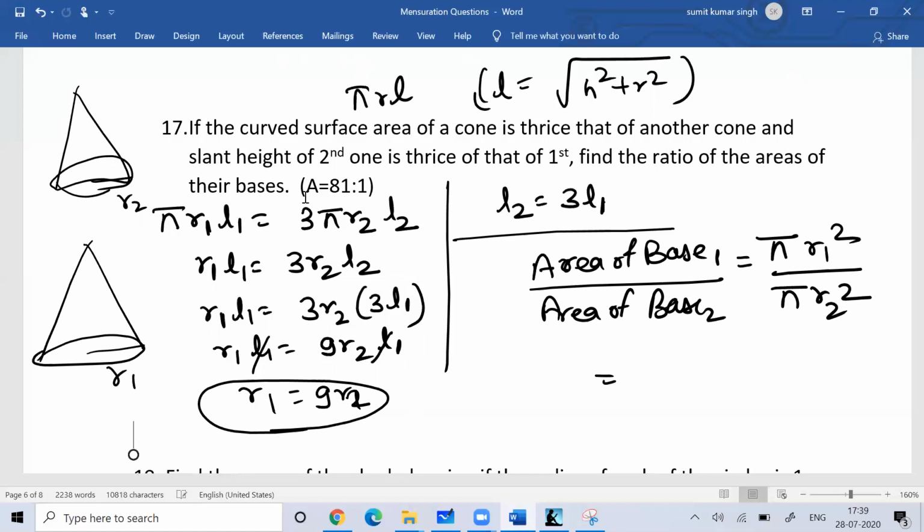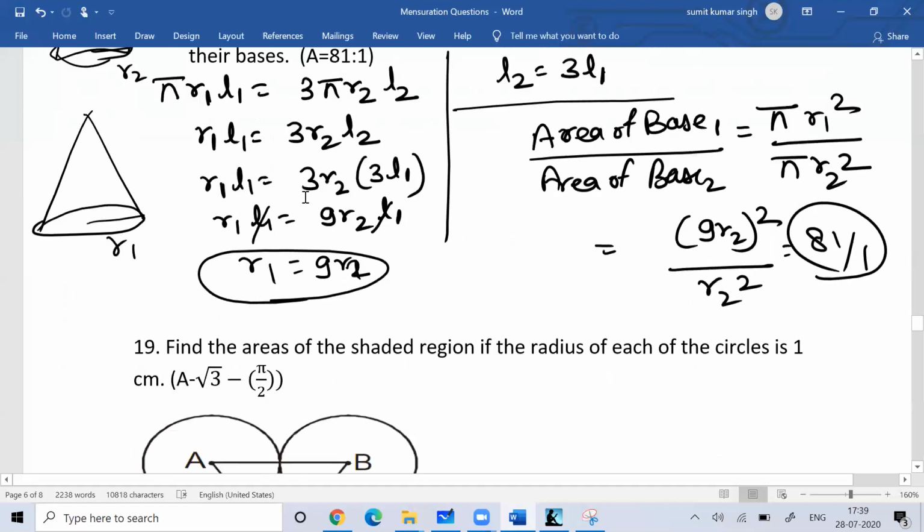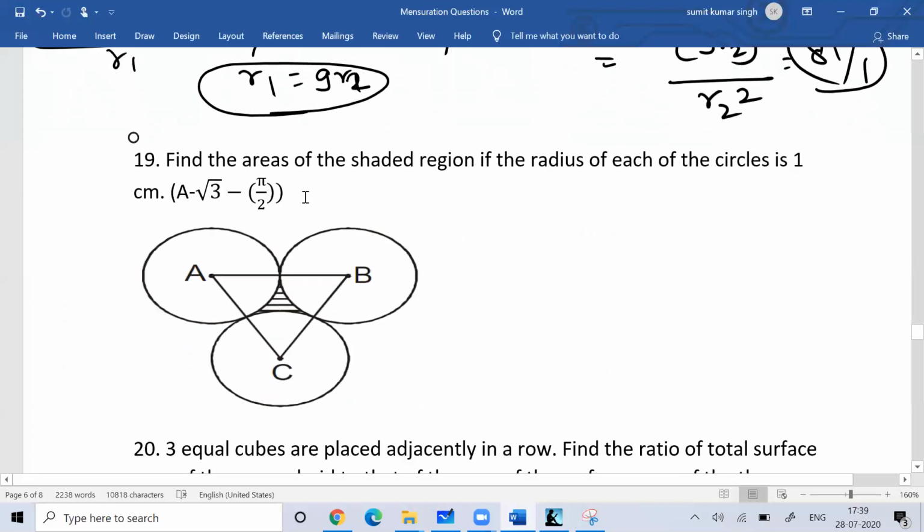So r1 is 9 times r2. So you can write 9 times r2 square by r2 square. So I can write this is nothing but 81 is to 1, and 9 square is 81. r2 square gets cancelled. Okay, now you can see the next question.